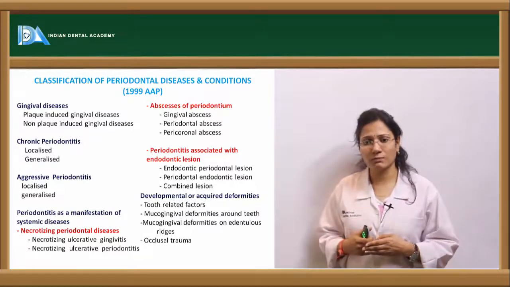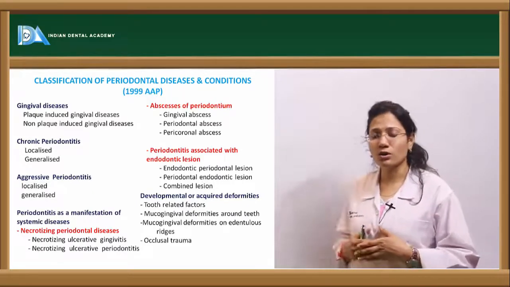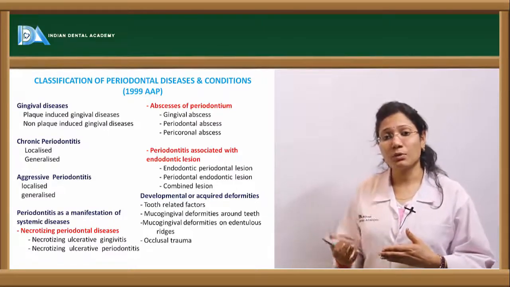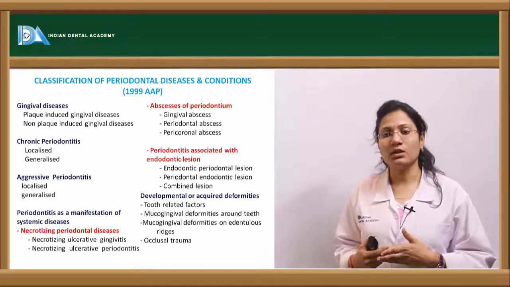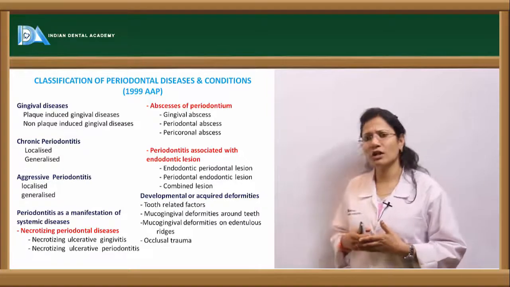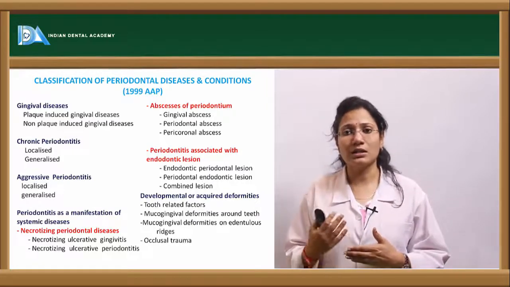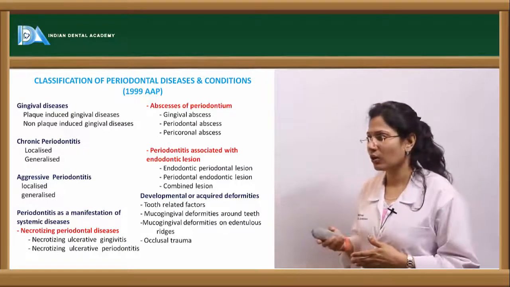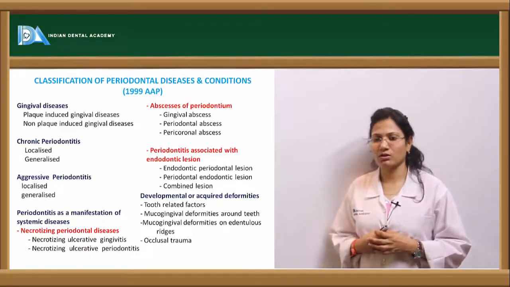When you see aggressive periodontitis, they're again subcategorized into localized and generalized. You call it localized aggressive periodontitis when there is interproximal attachment and bone loss which affects at least 2 permanent teeth, which includes the first molars and incisors. And you call it generalized aggressive periodontitis when there is interproximal bone loss in at least 3 permanent teeth other than the first molars and incisors. Okay, so that completes the entire classification system of periodontal diseases.